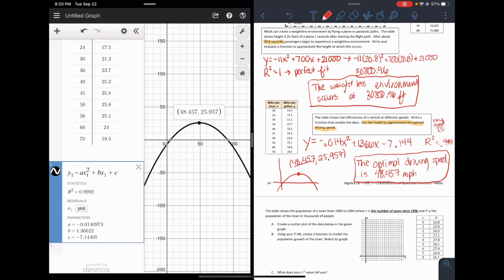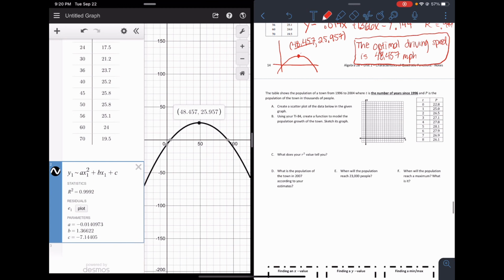I would like you guys to try this last example. Make sure you're able to do this. It says using your TI-84. Using Desmos, okay. Try this out. You're going to need the practice, okay?